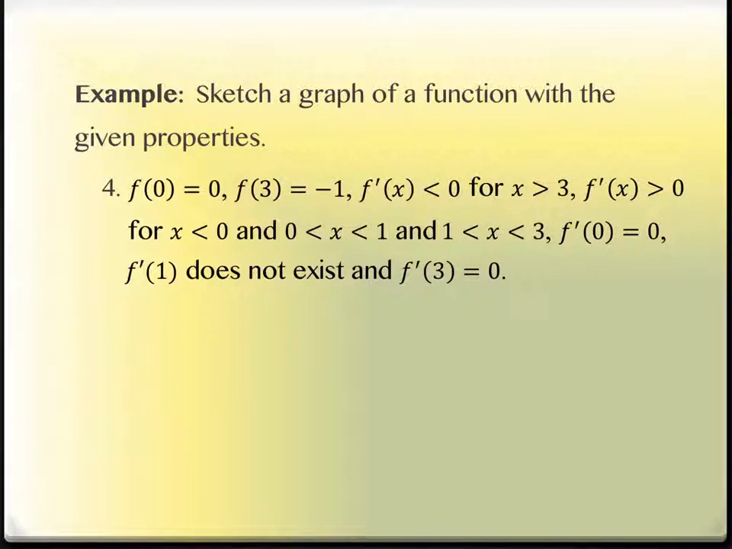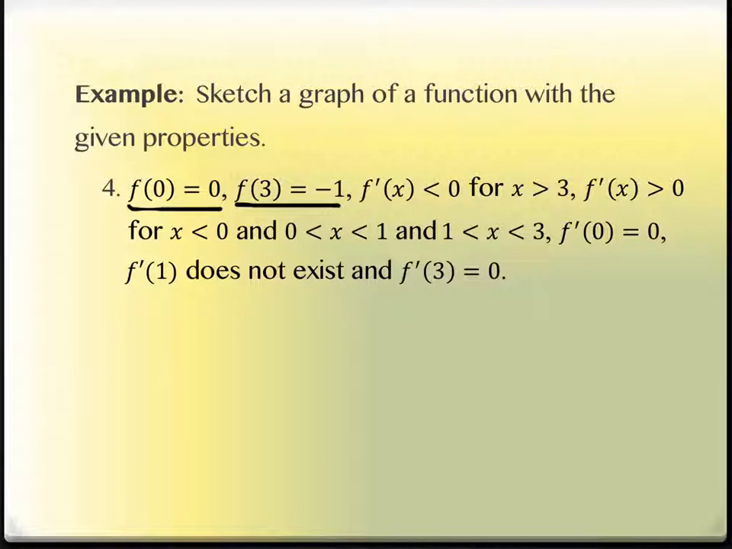F of 0 equals 0. F of 3 is negative 1. Okay, so these two pieces of information have no room for flexibility. They are very specific. On your graph and on my graph, they must look the same. After that, they give us some pieces of information that might not look the same on all of our graphs, at least not exactly the same.